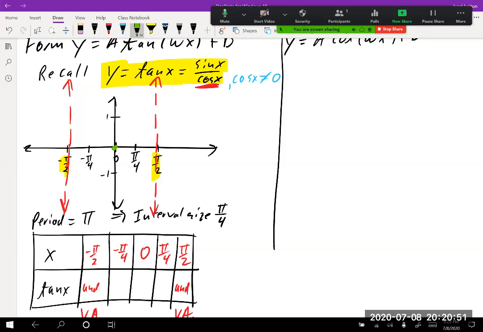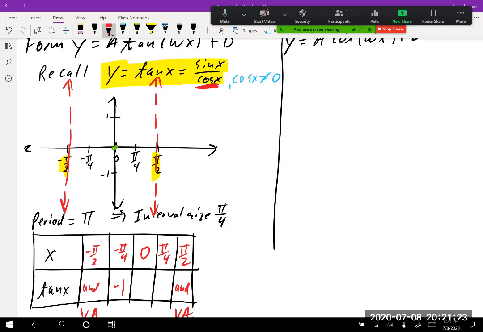Now I need negative pi fourths. When I take the tangent of negative pi fourths, well, the sine of negative pi fourths would be negative square root 2 over 2, and the cosine of negative pi fourths would be square root 2 over 2. We would be in quadrant 4, so that means we would have a negative sine and a positive cosine, so you have a negative over a positive, which is negative 1.